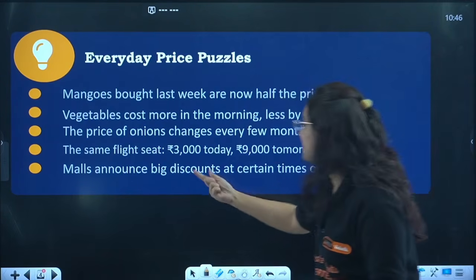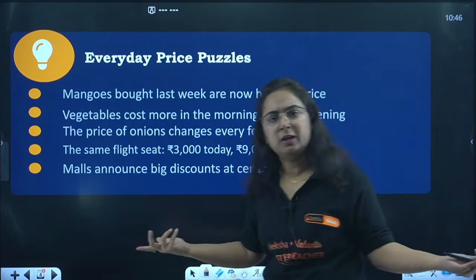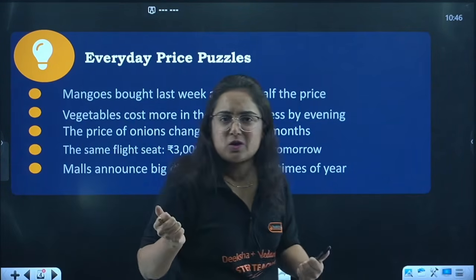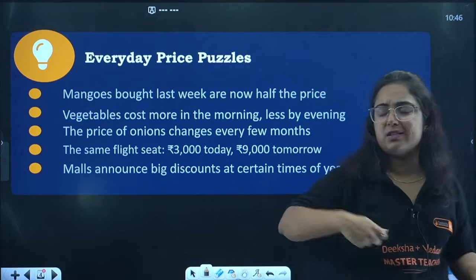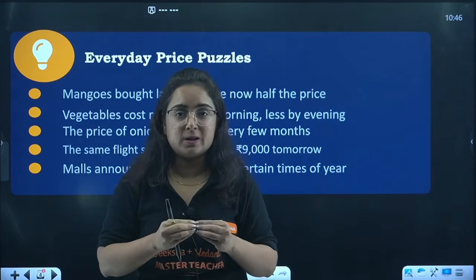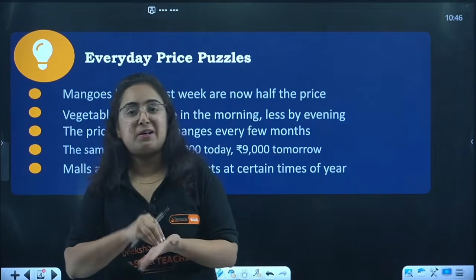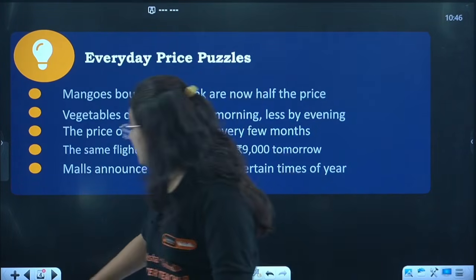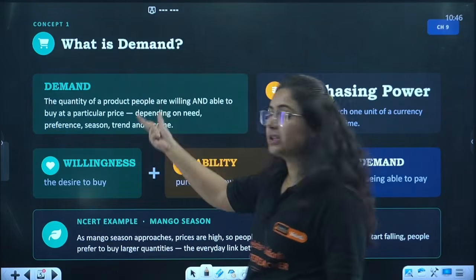Malls announce big discounts at certain times of the year. We will see big billion sales coming on online platforms also. And even when we visit malls, it's 50% off, buy one get one. So how does this occur? It occurs on two parameters again, demand as well as supply. First we will learn what demand is.